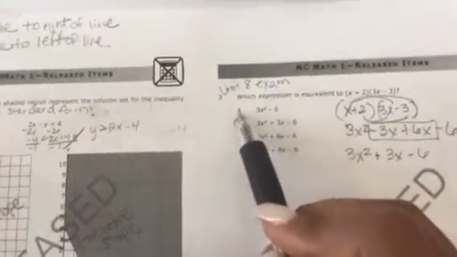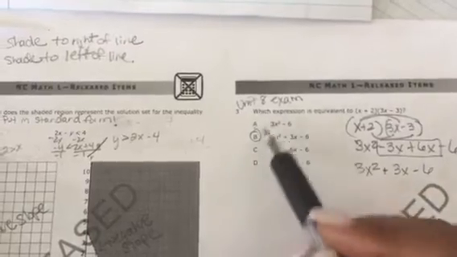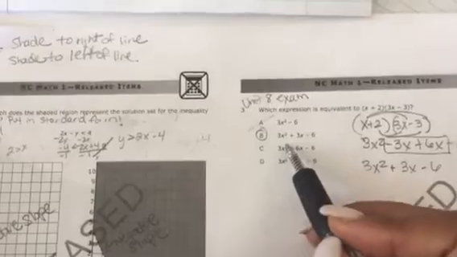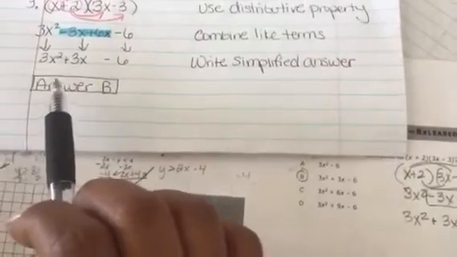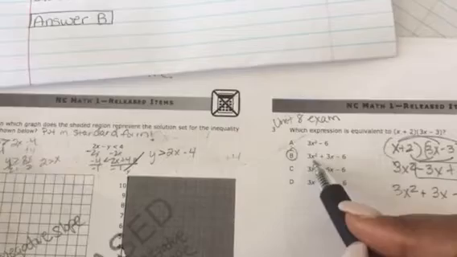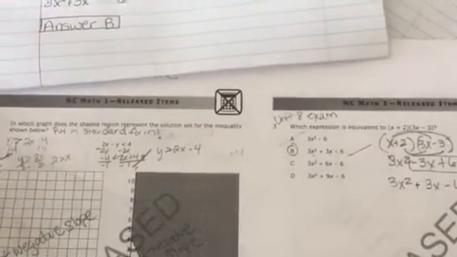Right away, we can eliminate A. It only has 2 terms. We know that our answer must have 3 terms. It's gone bye-bye. We're going to look at B. Okay, remember what we obtained by actually multiplying? We had 3x squared plus 3x minus 6. Okay, so 3x squared plus 3x minus 6, there's our solution.